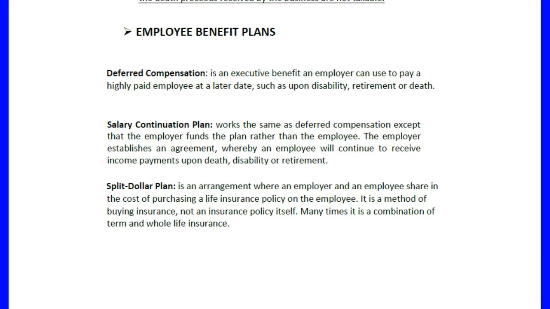Employee benefit plans. You have three types. You have deferred compensation, which is an executive benefit an employer can use to pay a highly paid employee at a later date.